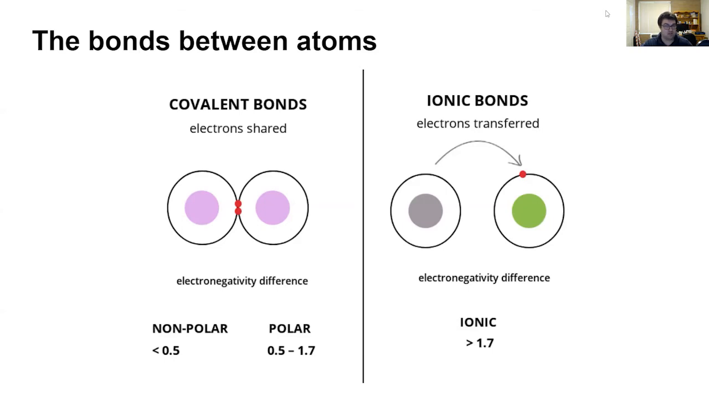Same deal with the covalent bonds. By sharing their electrons, they are closer to having a full outer shell of electrons, so a full valence shell of electrons, and that means that they are more stable.